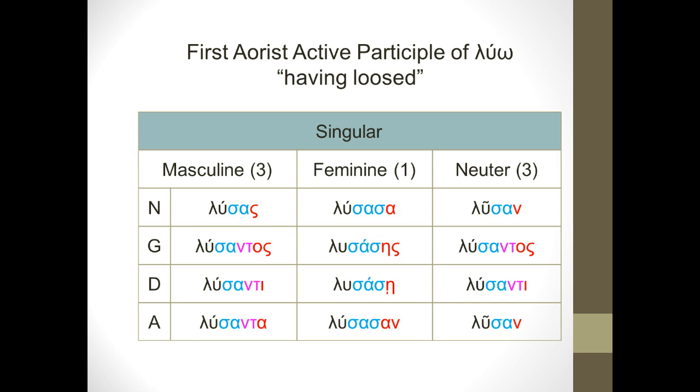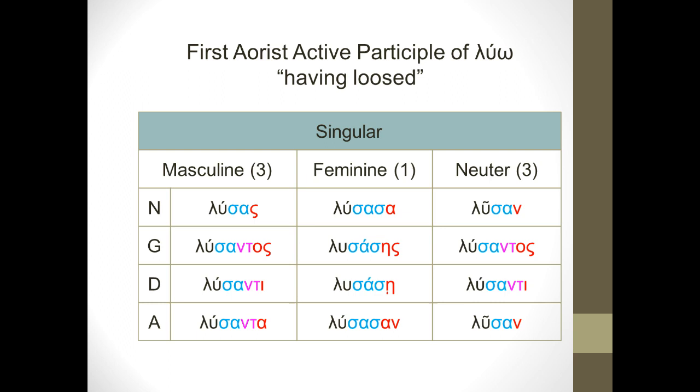Saying these all together, working our way across each case, it's lusas, lusasa, lusan, lusantos, lusases, lusantos. In the dative, lusanti, lusase, lusanti. And in the accusative, lusanta, lusasan, lusan. So again, if you committed to memory your present active participles, then you'll notice that many of them are very similar to what you have in the aorist, but the sigma alpha that comes between the verb stem and the participle ending is what's different here, and it tells you that you're dealing with the aorist tense.